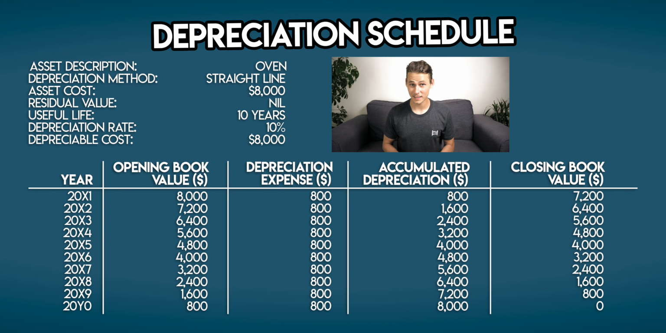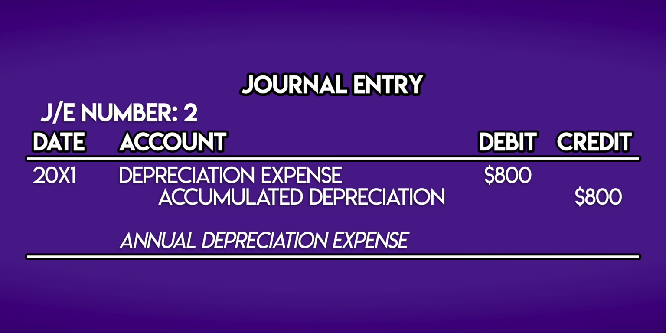We can see all of this here in your depreciation schedule. At the end of year one, you have $800 in depreciation expenses, $800 in accumulated depreciation, and a closing book value of $7,200. Are you still with me? It gets better, I promise. We're using the straight line method, which means your depreciation expense is exactly the same for the next 9 years. So the next 9 journal entries are identical to the one we just posted.